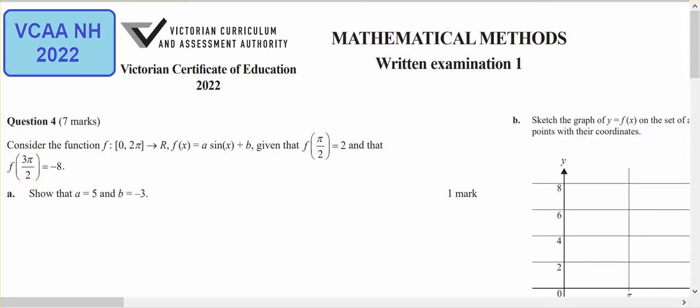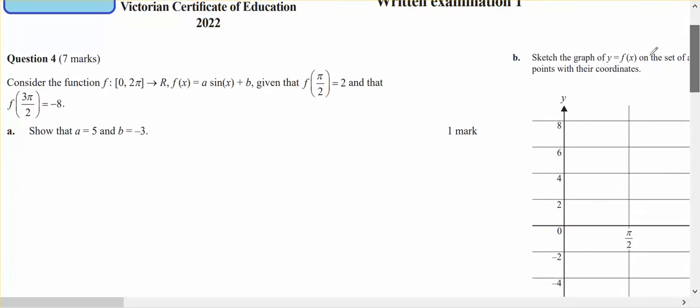Okay, question number 4. It's a 7-mark question. It involves some graph. I've got a restricted domain, A sine, and I've got 2 pieces of information. Therefore, I'm going to solve this simultaneously. I can't use this information in my show. I've got to come up with it.